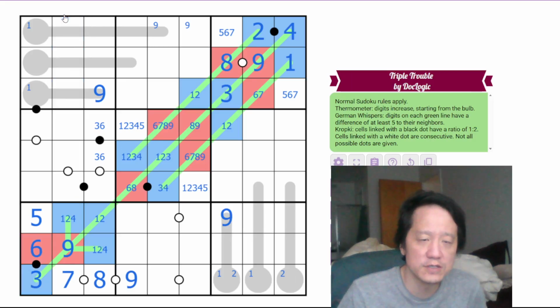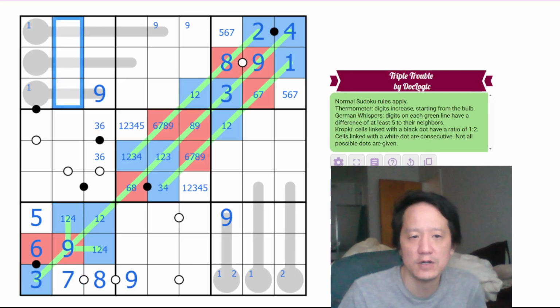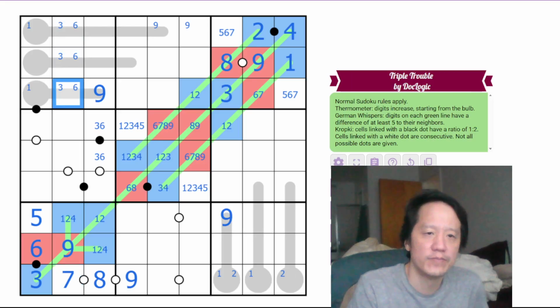Where is 3 and 6 in column 2? Can't be here because of the 3, 6 pair in the box. Can't be here because of 3 and 6 in the box. So this must be a 3, 6 pair somewhere in this upper left-hand box. And 3 cannot be here.